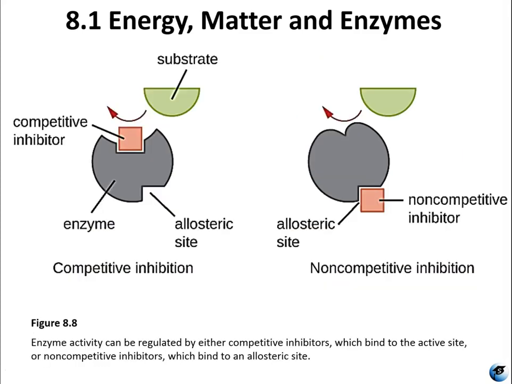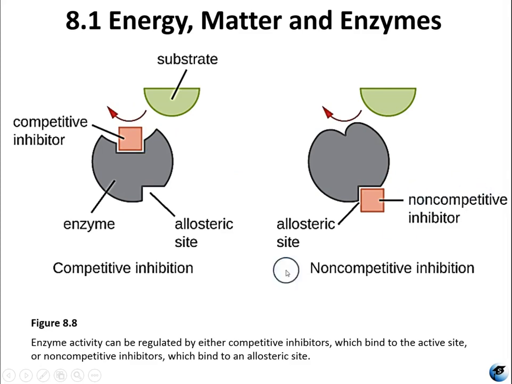Enzyme activity is regulated by either competitive or non-competitive inhibitors. So this is figure 8.8. A competitive inhibitor here, you see that it's added to the active site of the enzyme. And the substrate is coming along to add, and it can't because this guy's in the way. So this is some kind of molecule something has added to the enzyme, and the substrate that's supposed to add there can't because it's in the way.